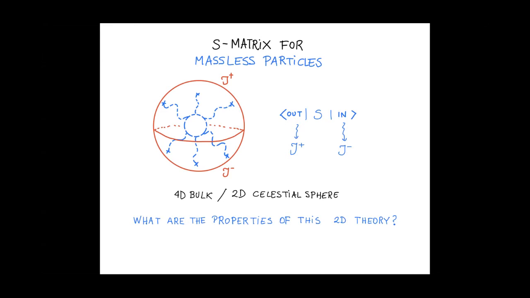What I'm going to show is a correspondence between scattering processes in the bulk and a conformal field theory on this sphere, which is the sum of scri minus and scri plus, that from now on I will call the celestial sphere. So I would like to understand the properties of this 2D theory, if there is such a thing.